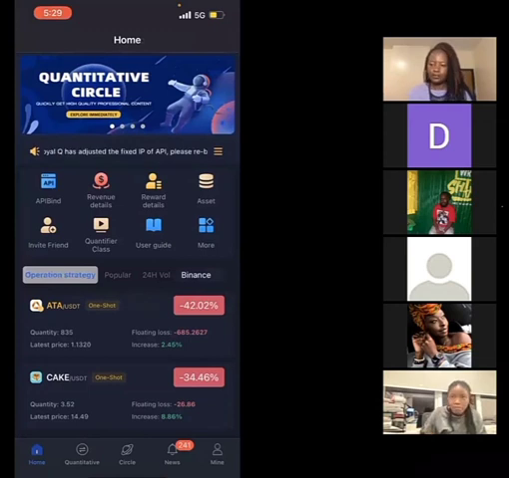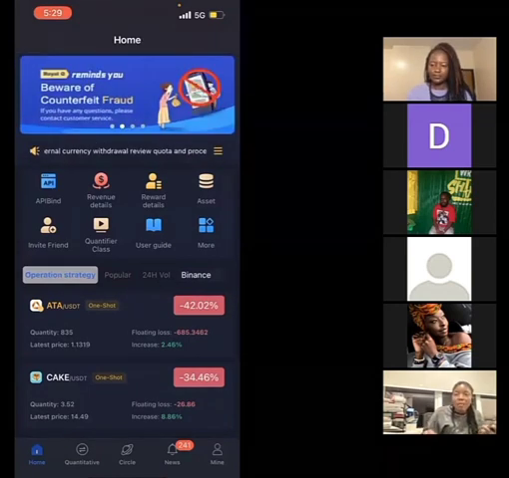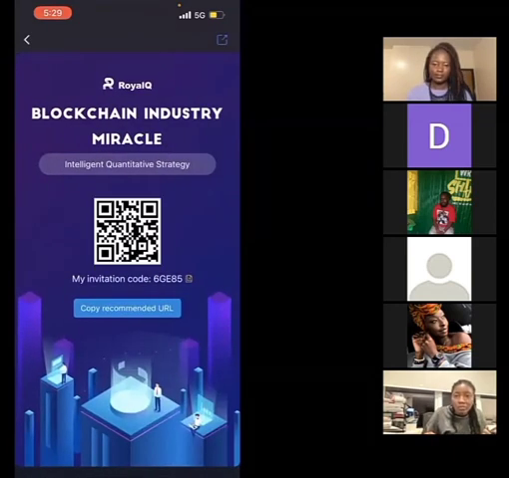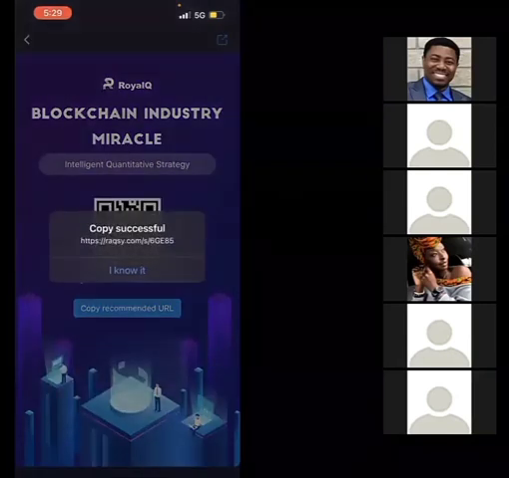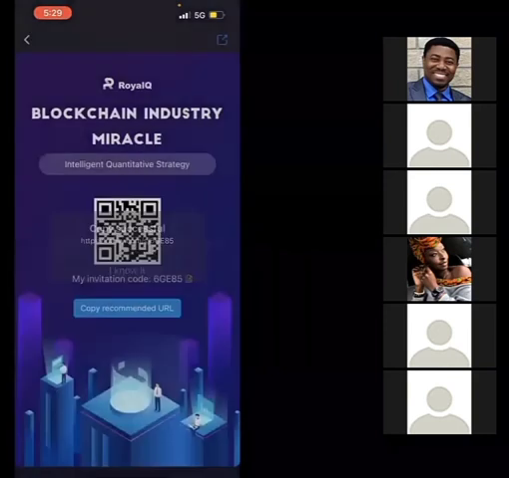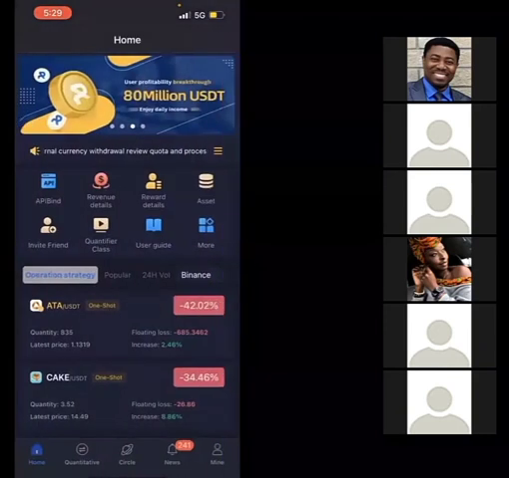If I needed to invite a friend, I'm going to click on invite friend right underneath API, and the code is right there. If I click on copy recommended URL, it just copies it right there for me, and then I can paste it or just send it to a friend.